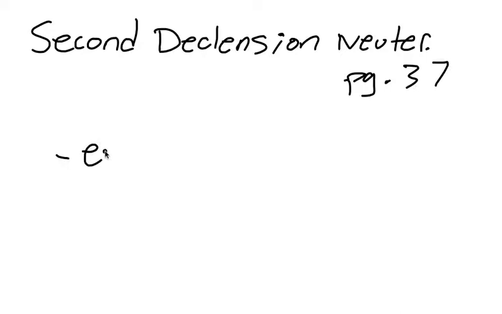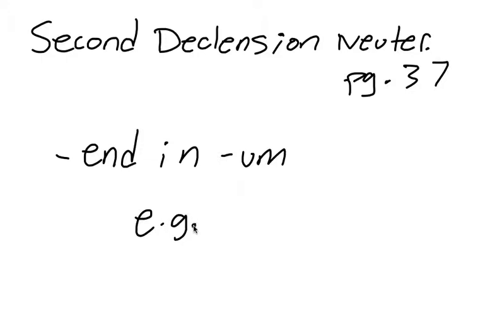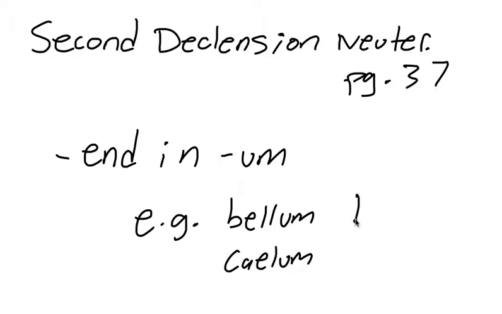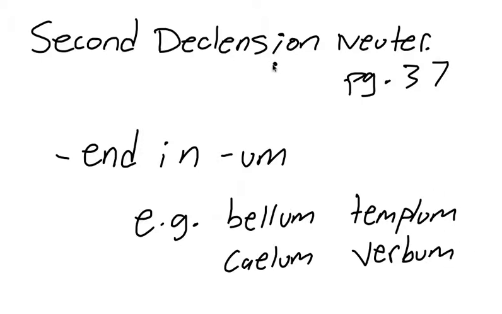Okay, the first thing that we need to know about second declension neuter is that second declension neuter nouns end in -um in the nominative. And so words that are second declension neuter would be words like bellum and caelum and templum and verbum. These are the 4 second declension neuter nouns in chapter 4.